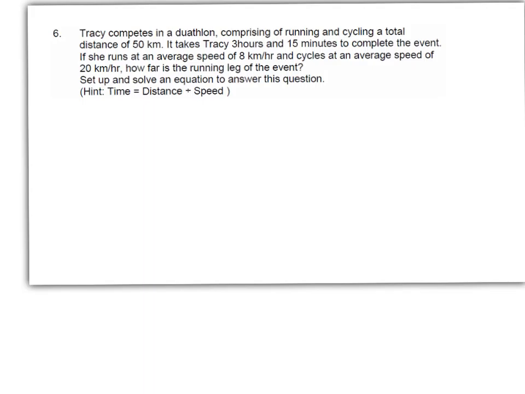Right, next question, a wordy one. One that looks really hard, so you need to take it a little bit slowly. Tracy competes in a duathlon comprising of running and cycling a total distance of 50 kilometres. It takes Tracy 3 hours and 15 minutes to complete the event. If she runs at an average speed of 8 kilometres an hour and she cycles at an average speed of 20 kilometres per hour, how far is the running leg of the event?